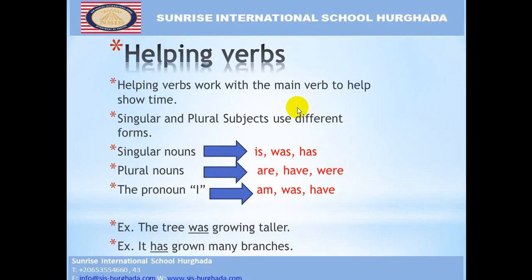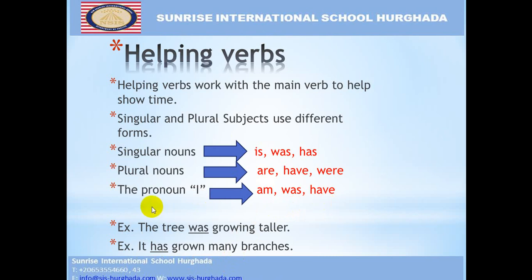Next, we're going to discuss helping verbs. So helping verbs work with the main verb to help show time or when exactly did it happen. For example, singular and plural subjects use different forms. With singular nouns, we use is, was, and has. With plural nouns, we use are, have, and were. And with the pronoun I, we use am, was, or have.